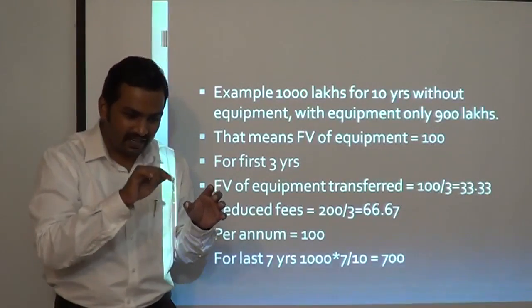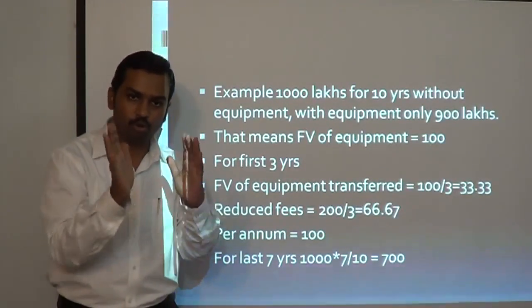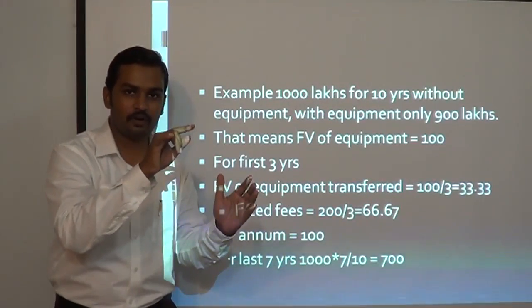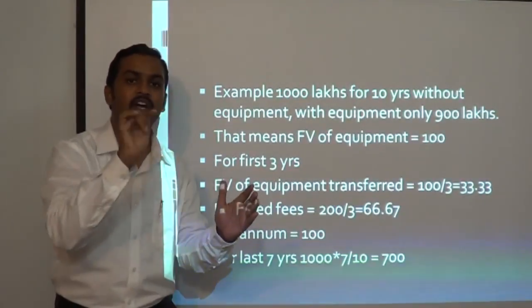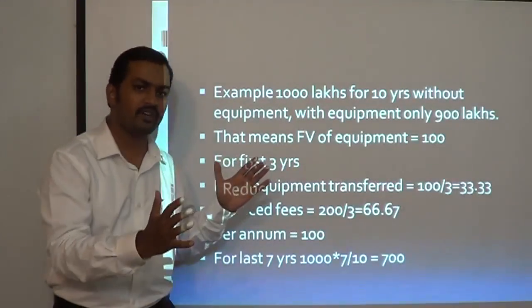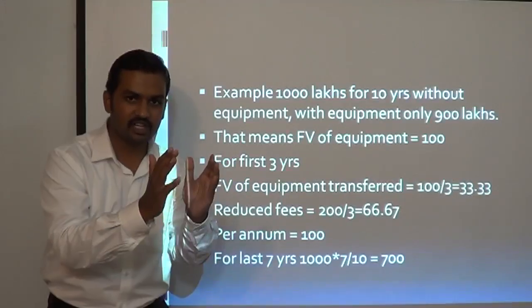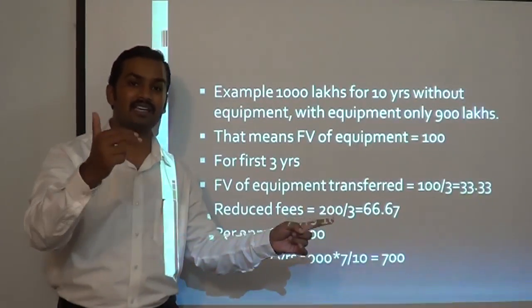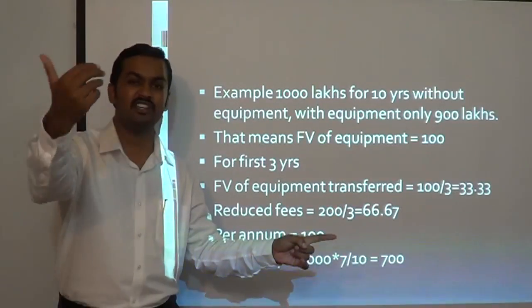So 1000 lakh divided by 10 into 3, 300 lakh is the total revenue for the first 3 years. This 1000 lakh has come as 900 lakh in the form of cash and 100 lakh in the form of equipment. Out of this 300 lakh, 100 lakh is the fair value of the equipment and the remaining 200 lakh is the amount of fees which I am going to charge in cash.